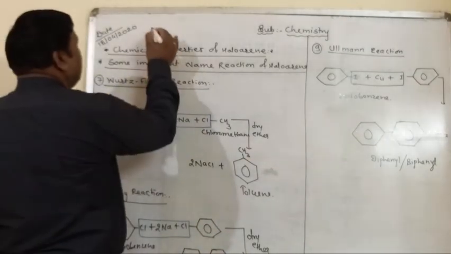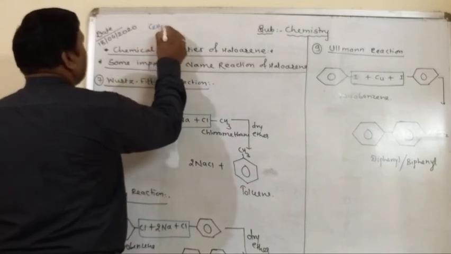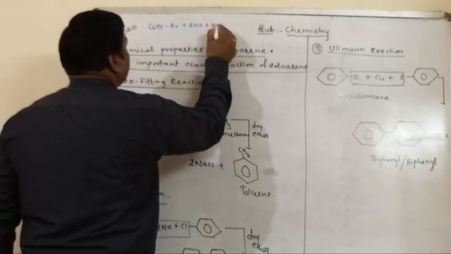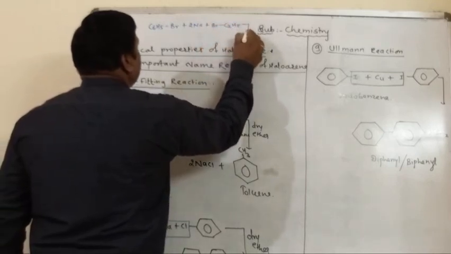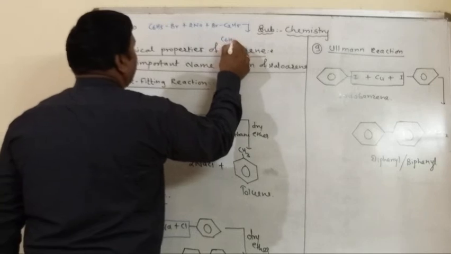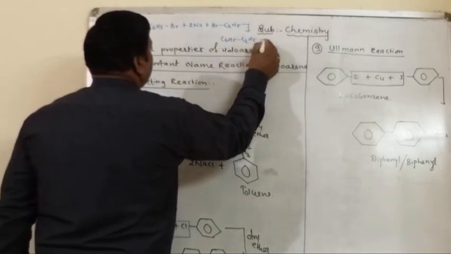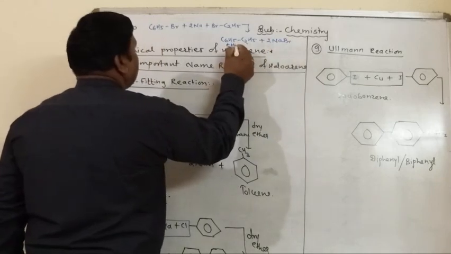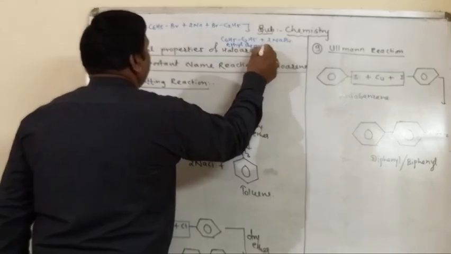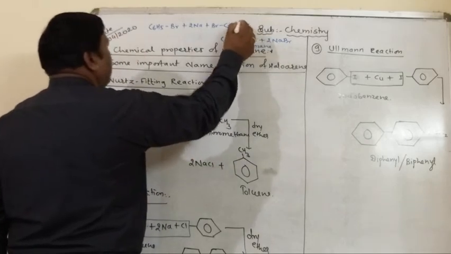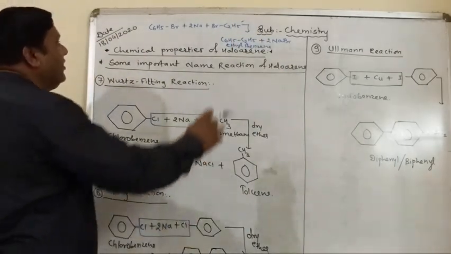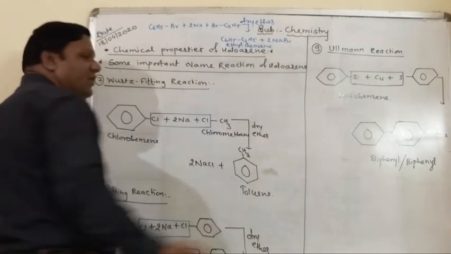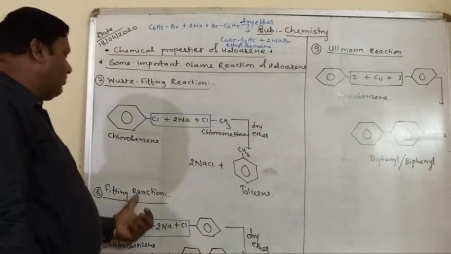Suppose another example: C6H5Br, sodium, and again C2H5Br. So what will we get? C6H5C2H5 plus 2 NaBr. It is named ethyl benzene. This is also a Wurtz-Fittig reaction. This is an example of the Wurtz-Fittig reaction. Now this reaction is carried out in the presence of dry ether. Any difficulty? Say so. After that, the Fittig reaction.